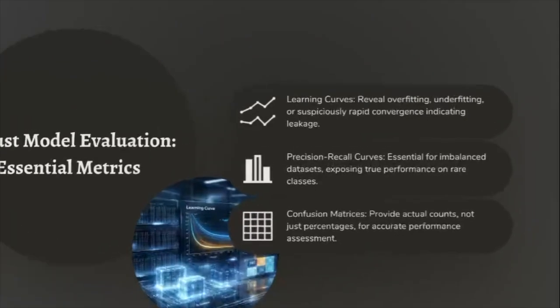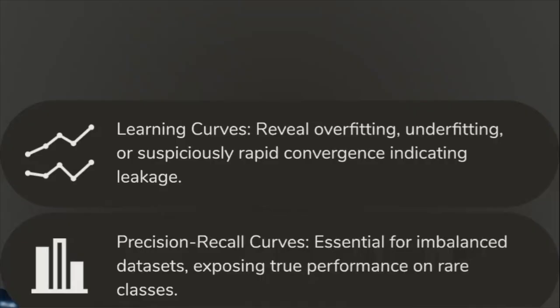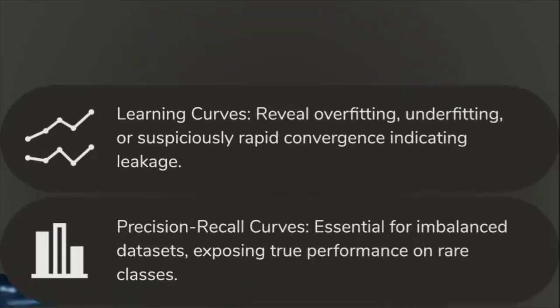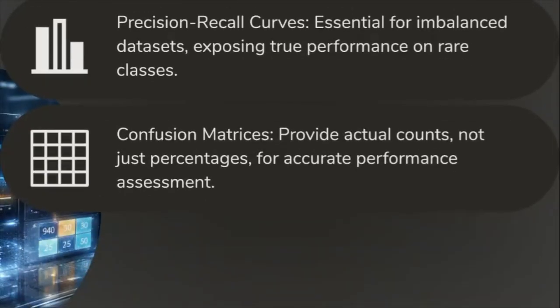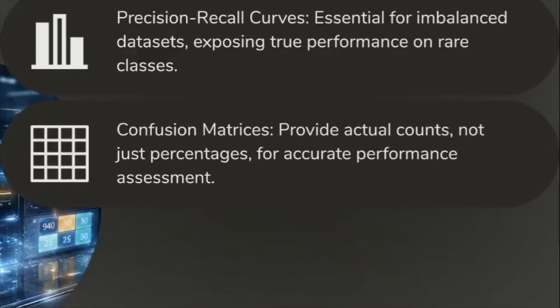Let's look at the evaluation metrics that should be mandatory for any medical AI study claiming clinical relevance. Learning curves plotting accuracy across training can reveal overfitting, underfitting, or suspiciously rapid convergence that suggests the model is exploiting a shortcut. Precision recall curves are vital for imbalanced medical datasets, as they expose the model's true performance on rare but critical classes that other metrics can mask. Confusion matrices should report actual counts, not just percentages.